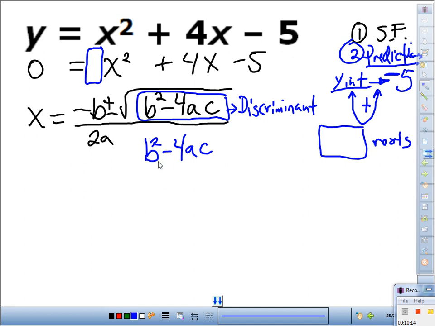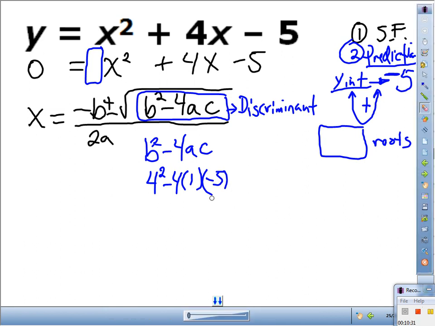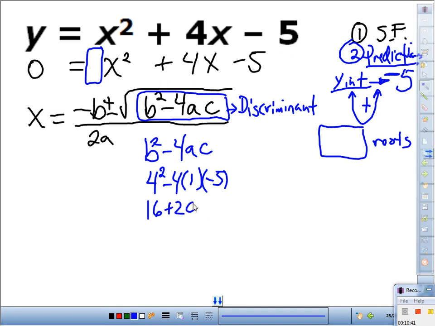Here it goes. Do we know the value of b? What is it? 4 squared minus 4 times what is a? 1. What is c? Negative 5. And you're just paying attention. I'll let you copy in a little bit. Daniel, a. Here it goes. Let me simplify this. What is 4 squared? 16. What is negative 4 times 1 times negative 5? 20. What is 16 plus 20? 36.